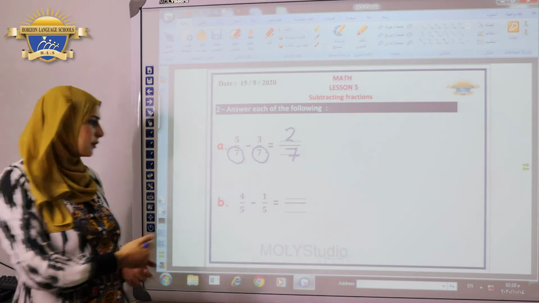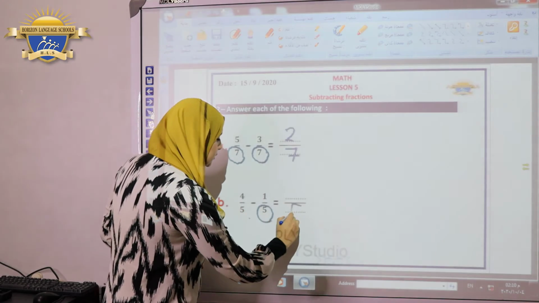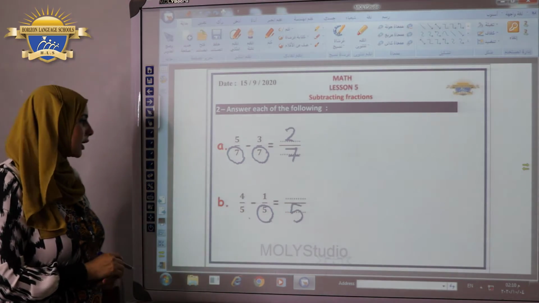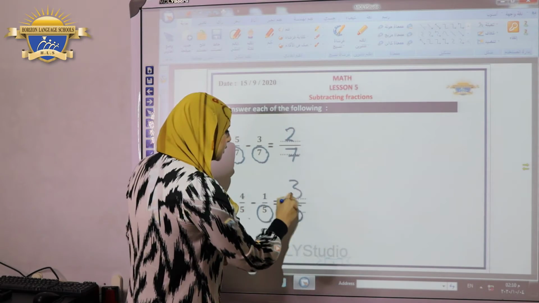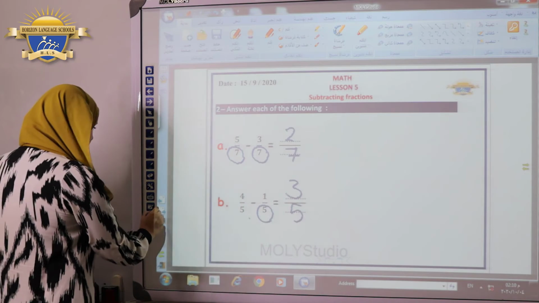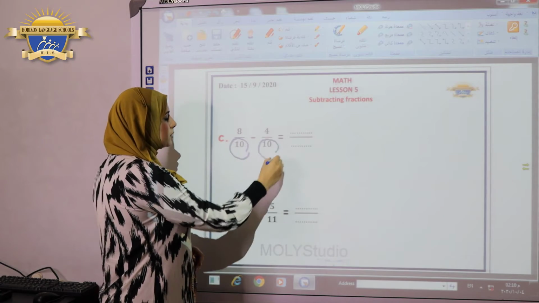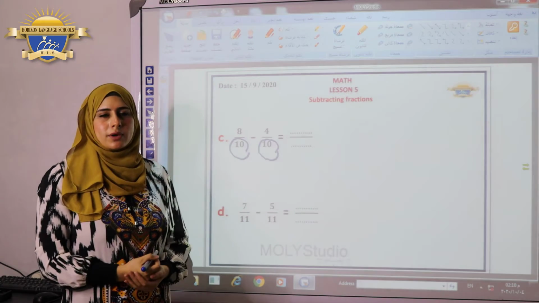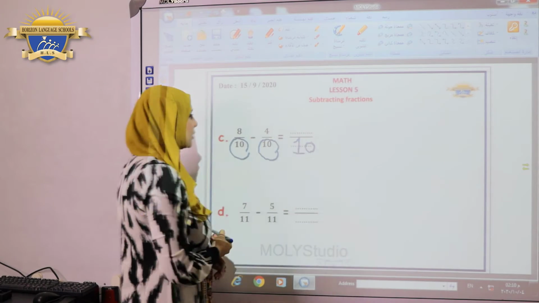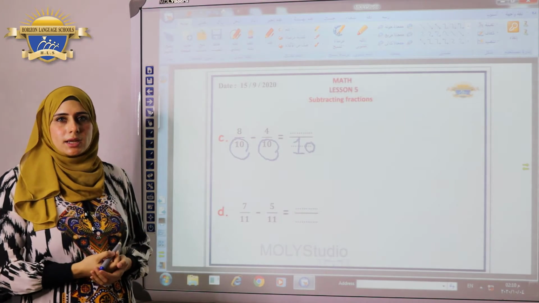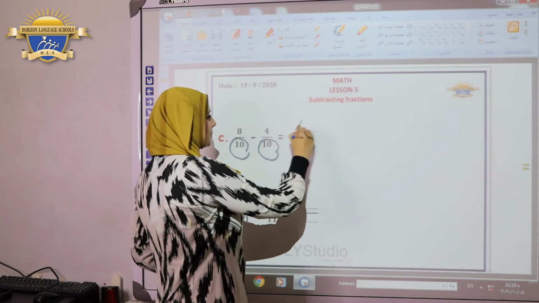Number B. Here, common denominators, which is 5. I will keep 5, and then subtracting 4 minus 1 equals 3. 3 out of 5. Number C. I have here common denominators, so I will write here. Who can tell me? Yes, I will write 10. Then I will subtract 8 minus 4 equals, yes, 4.